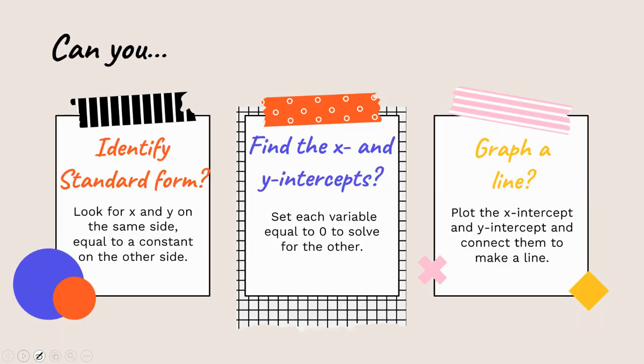So hopefully you're kind of seeing how this works. I'm hoping that you can identify standard form. Remember that you're looking for the x and y to be on the same side and that they are equal to a constant. I'm also hoping that you can find the x and y intercepts by setting each variable equal to 0. So set y equal to 0 to solve for x, set x equals 0 to solve for y, and then that you can graph a line. Remember that we are sketching, so you're plotting the x-intercept, the y-intercept, and connecting them to make that line.